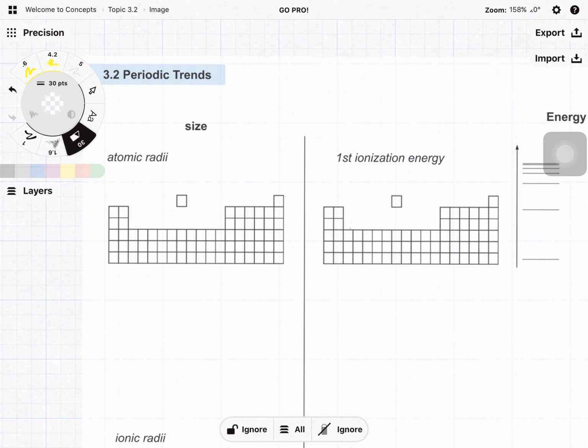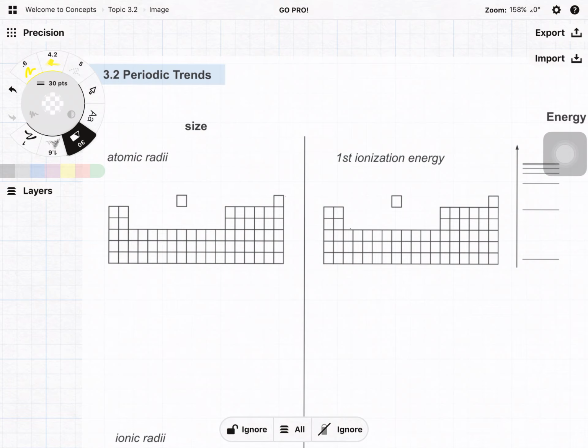Okay, so let's take a look at 3.2 periodic trends. This topic is about the patterns that we can see within the periodic table. For each of the patterns or trends that we talk about in this class, you need to be able to do three things. You need to provide a definition for what the trend is about.